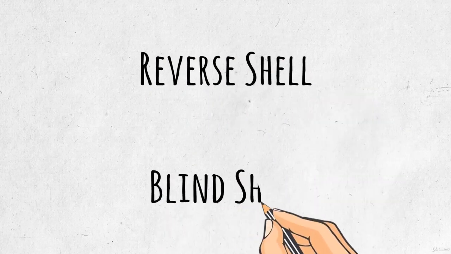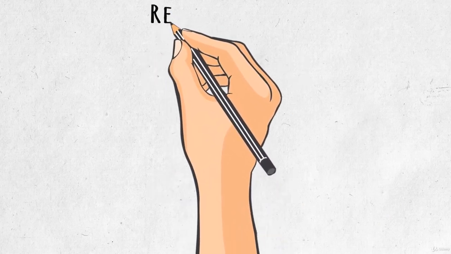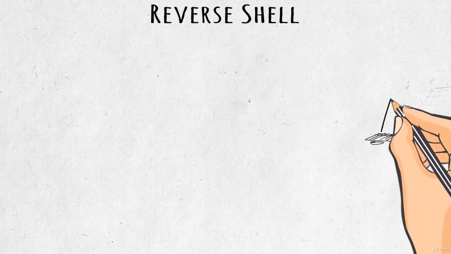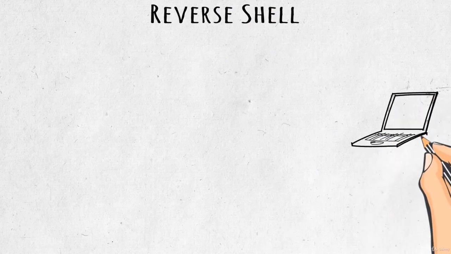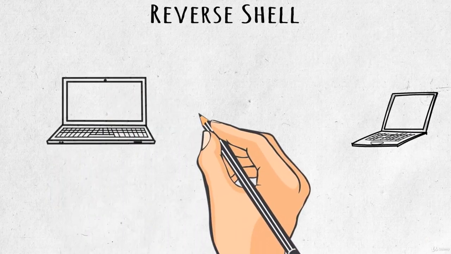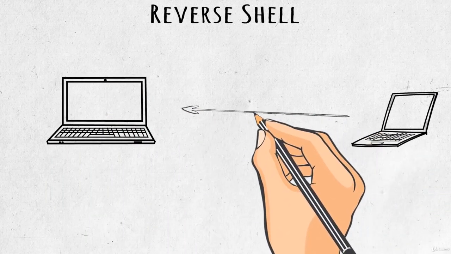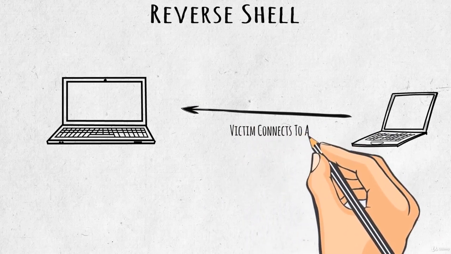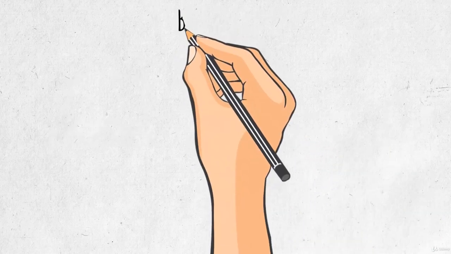There are two types of shells, reverse shell as well as bind shell. In case of a reverse shell, the client itself, that is the victim, will connect to the hacker. So this is a reverse shell. The hacker will upload some kind of file that is infected by viruses. So the victim will connect to the hacker.